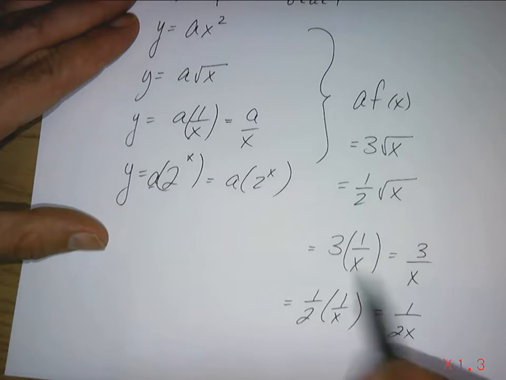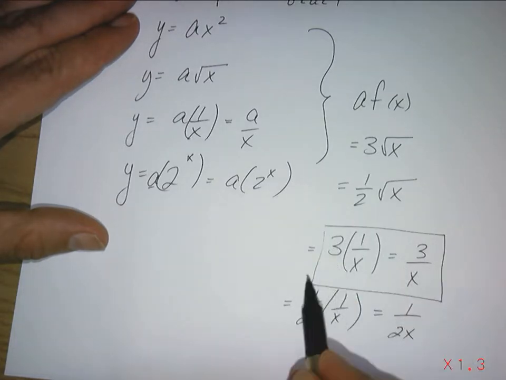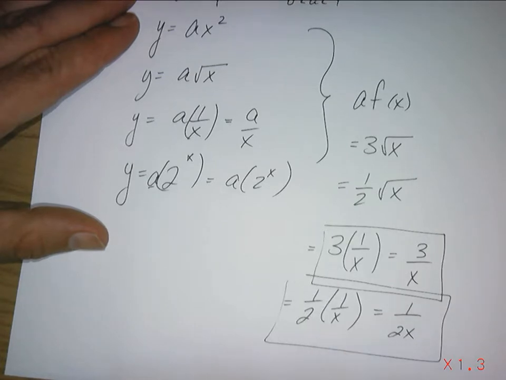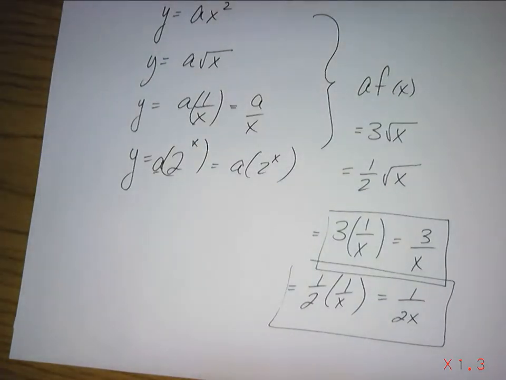So it gets a little bit interesting, but as long as we can pull these values out, as long as you can see that these are equivalent, you're going to be okay. As soon as you pull them out, you can see what's happening to them. So those are vertical stretches and compressions.